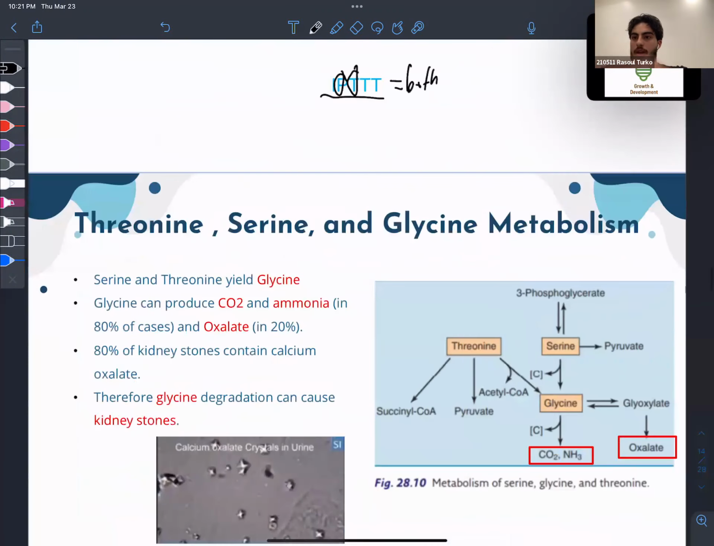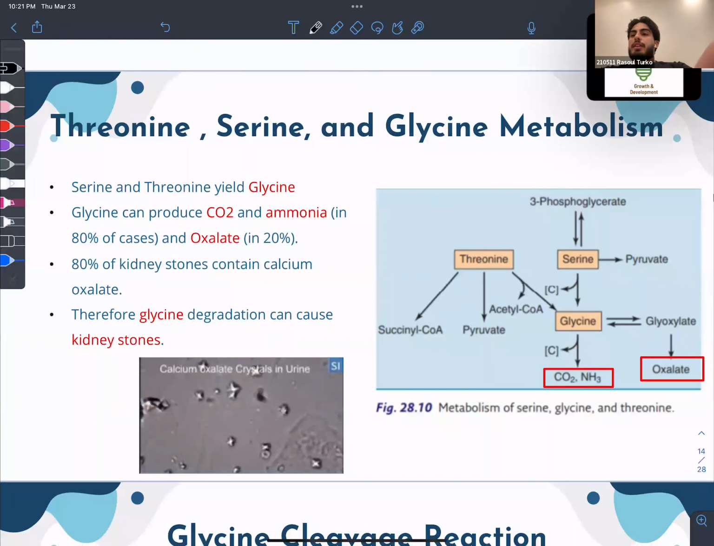All right, now for threonine, serine, glycine metabolism. Both serine and threonine give us glycine in different ways, and then that glycine gets broken down to give us ammonia and CO2 about 80% of the time. In the other 20% of the time, glycine can be broken down into something called glyoxylate. And that glyoxylate gives oxalate, which is basically 80% of what kidney stones have, and that is calcium oxalate.